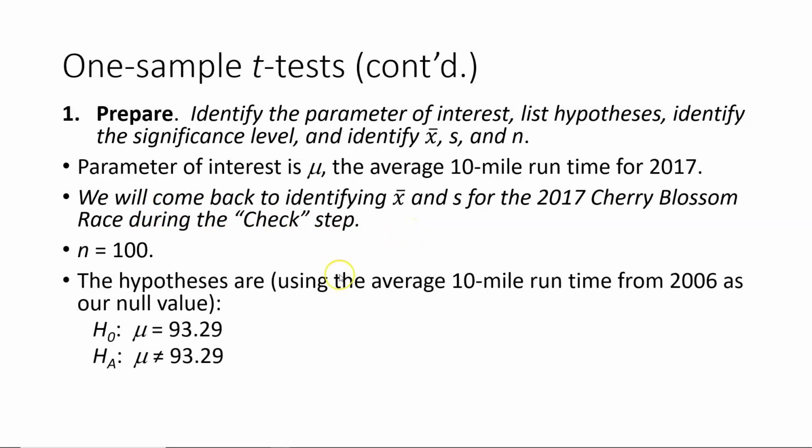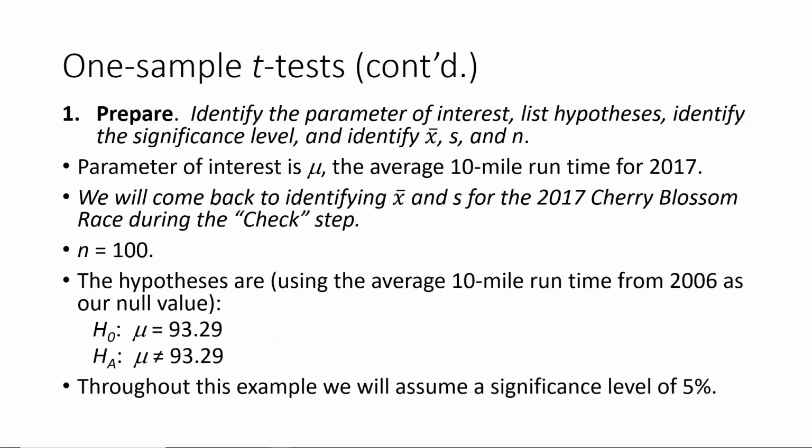Our hypotheses in this case, using the average 10-mile run time from 2006 as our null value, is that the population mean for the 2017 race is equal to 93.29 for the null hypothesis, and otherwise the alternative hypothesis is that that population mean is not equal to 93.29. The last part we need here is that we're going to assume a significance level of 5% for this hypothesis test.